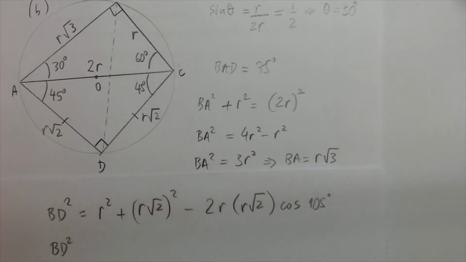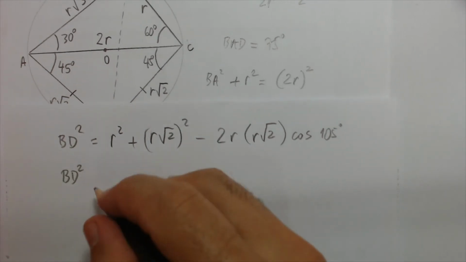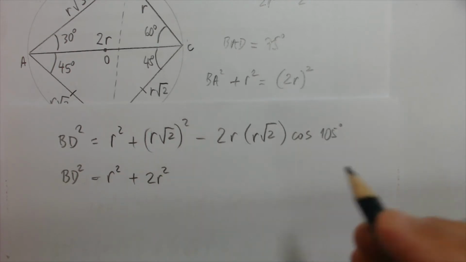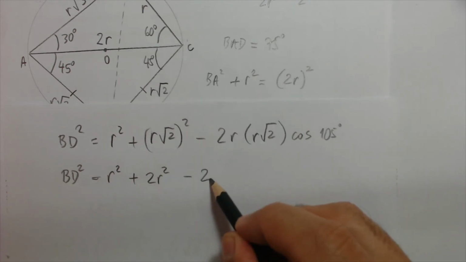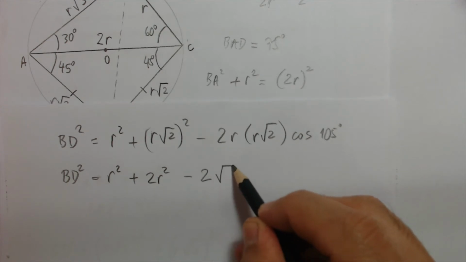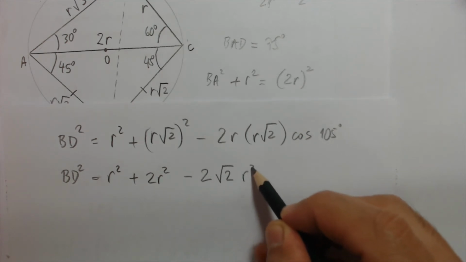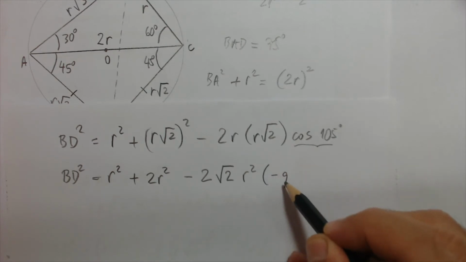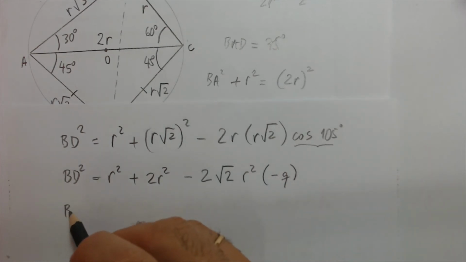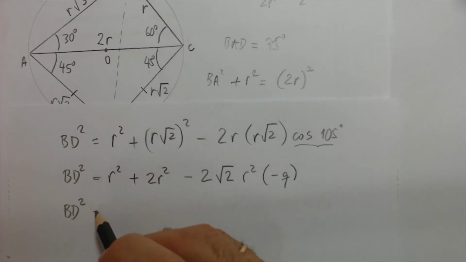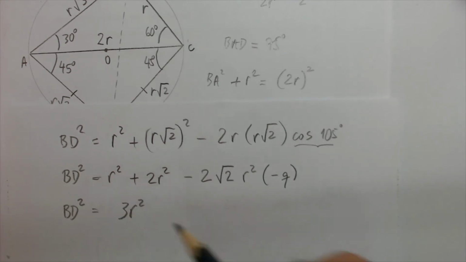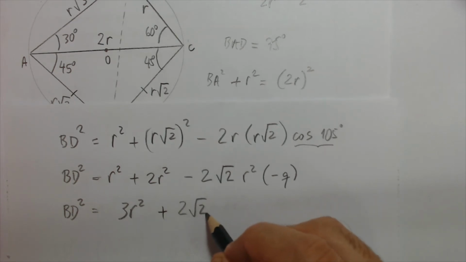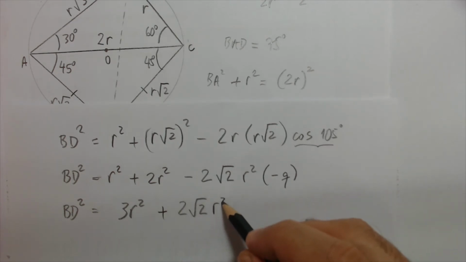BD squared is going to be r squared plus 2r squared minus 2 root 2 r squared cos 105, which is minus q. Then BD squared is going to be 3r squared plus 2 square root 2 r squared q.